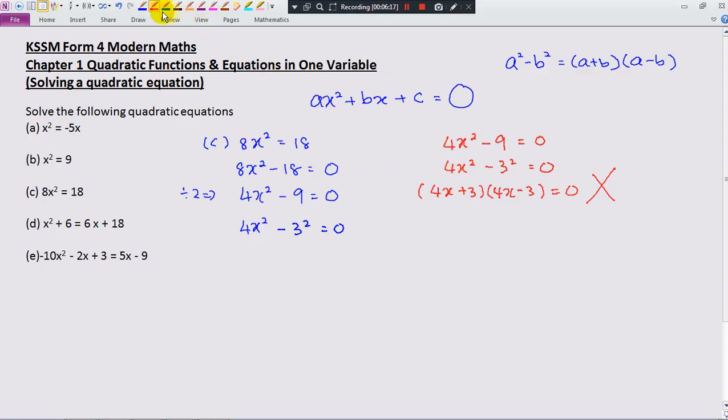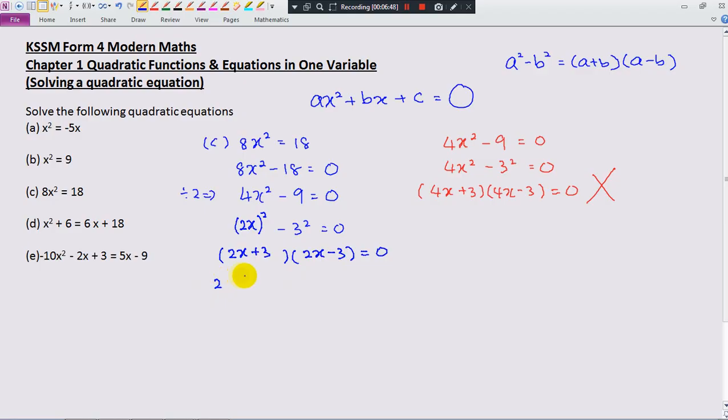So what we should do is, we have to change the 4 to become 2 squared. This whole thing becomes (2x) squared. Remember, we cannot change the value. The 2x, when you put a parenthesis and square it, is actually equal to 4x squared. Same thing. So now only we can factorize it. This is 2x plus 3, and this is 2x minus 3.